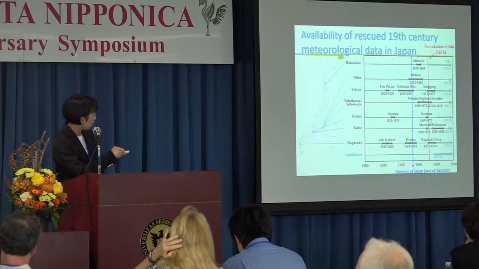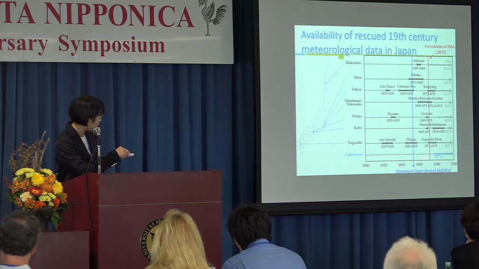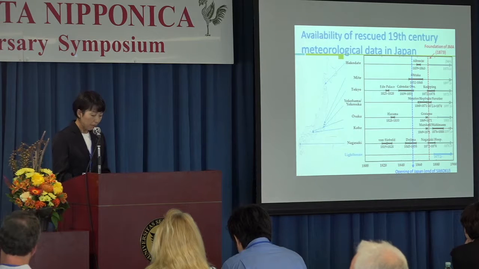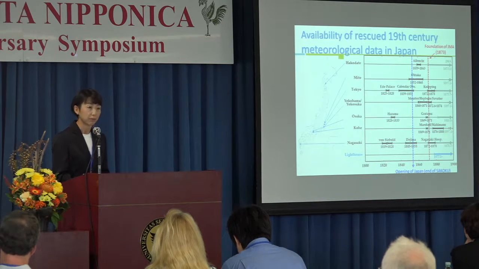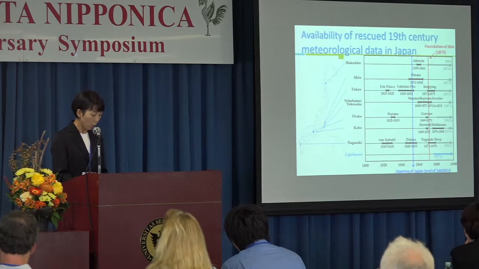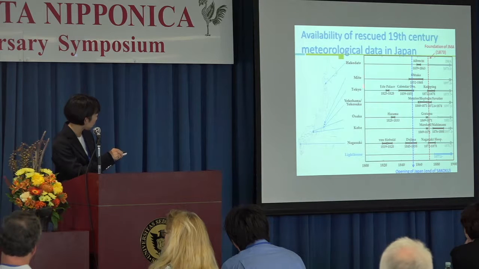After opening of Japan, after the 1850s, many foreigners such as American, French, German, British, and Russian made observations at several main ports like Hakodate, Yokohama, Osaka, Kobe.